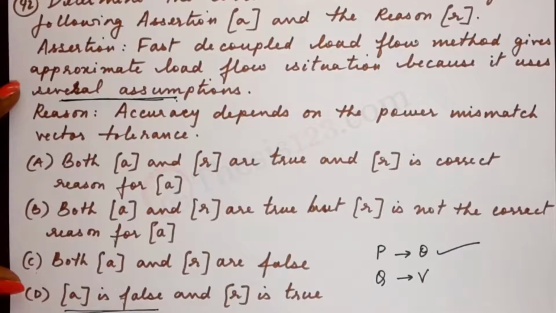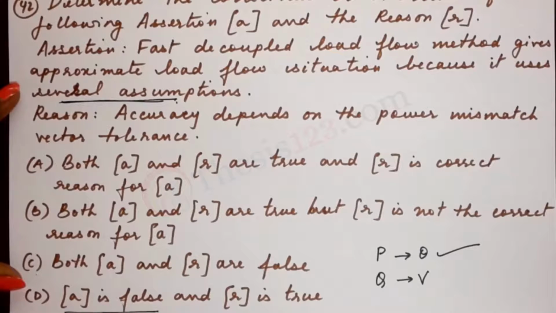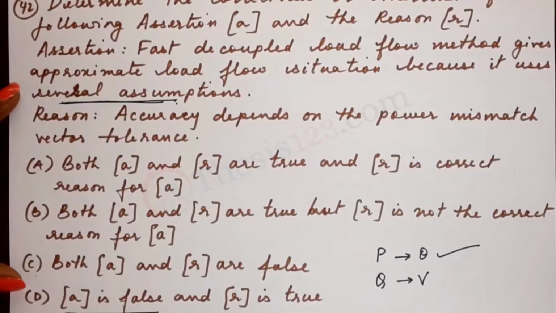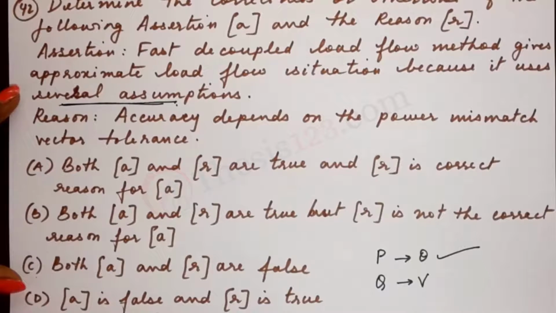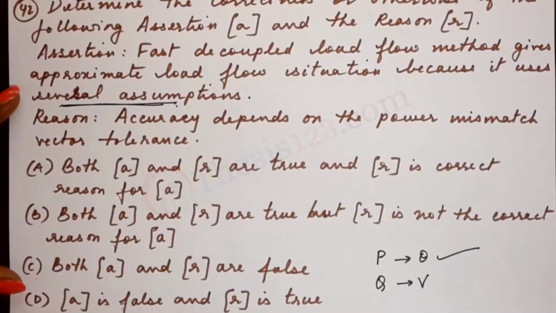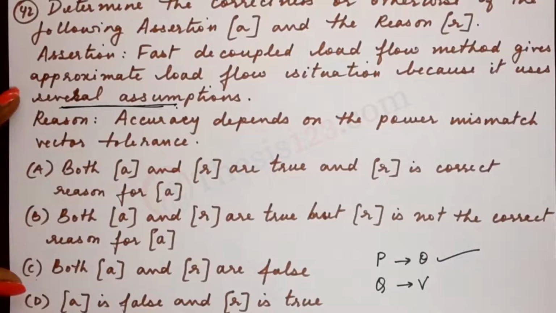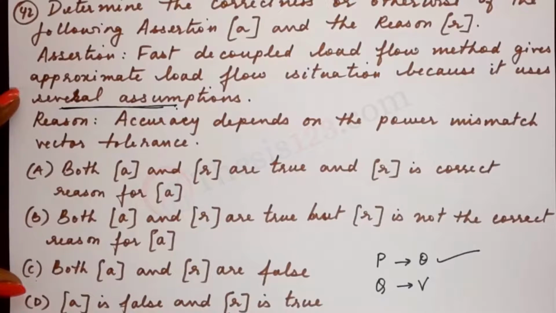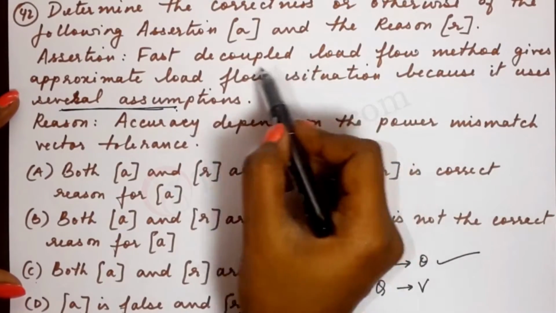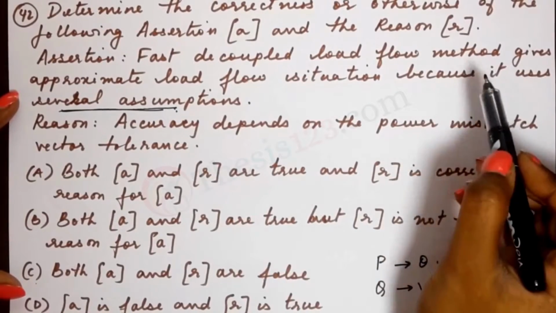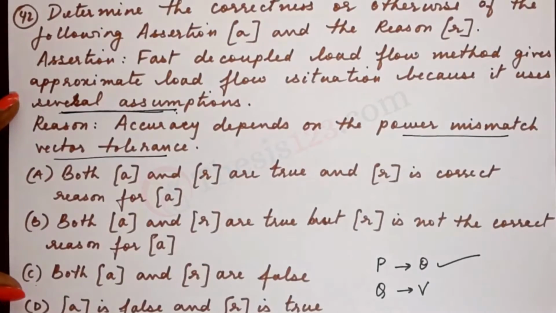Now we will have to look at the reason. The reasoning says that accuracy depends on the power mismatch vector tolerance. Now the first thing you need to do is think about what power mismatch vector tolerance is. It is true, R is actually true, since the accuracy of this fast decoupled load flow method does depend on the power mismatch vector tolerance.